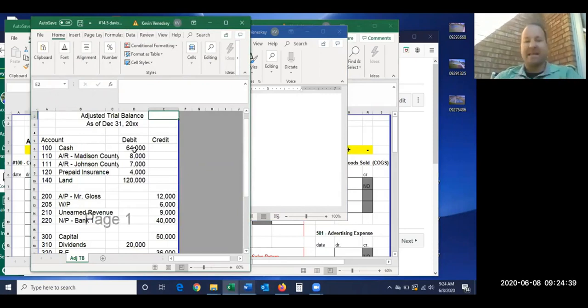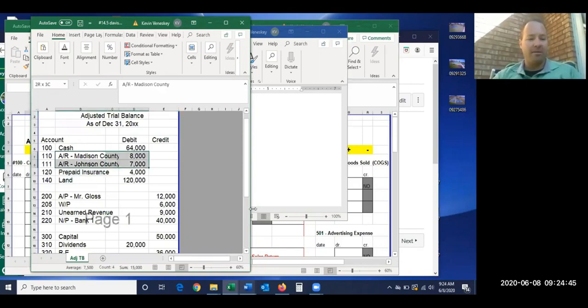Here are all of my asset accounts that the company has. Not very many. You can see I have two counties that owe me money, the Madison County and Johnson County. I have some prepaid insurance. I have something long-term, land. I own some land.